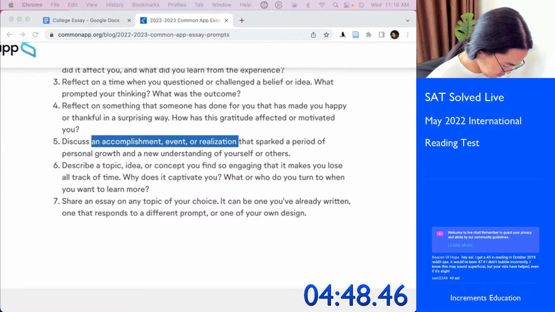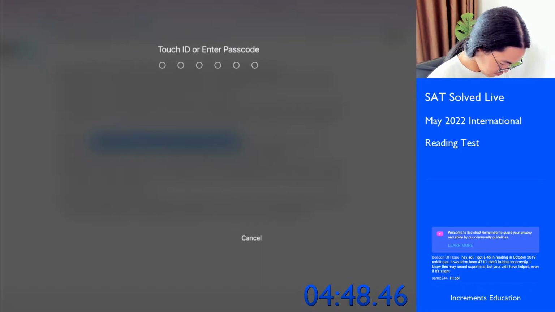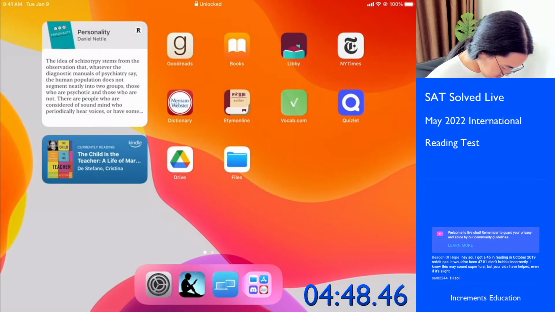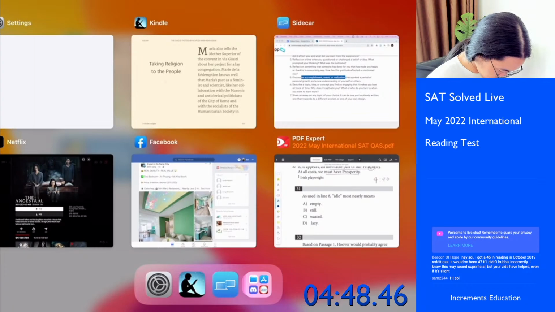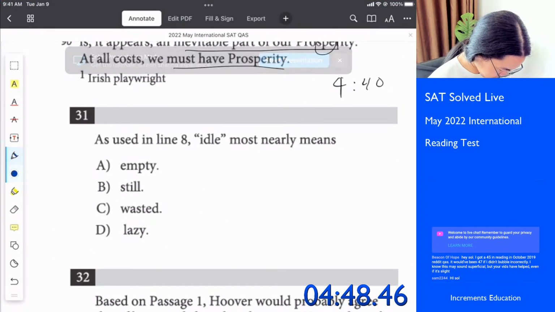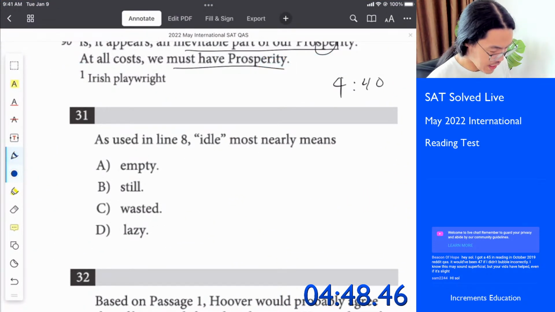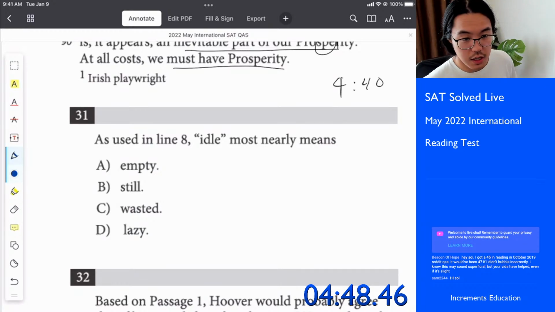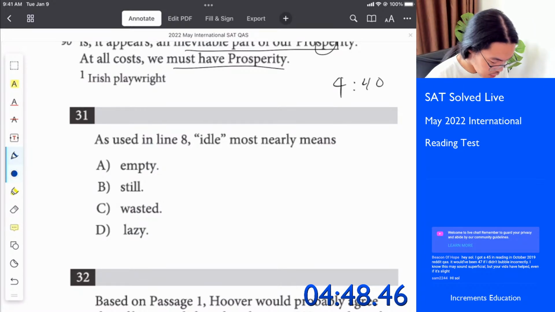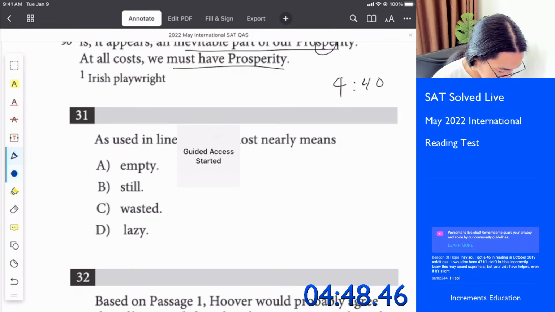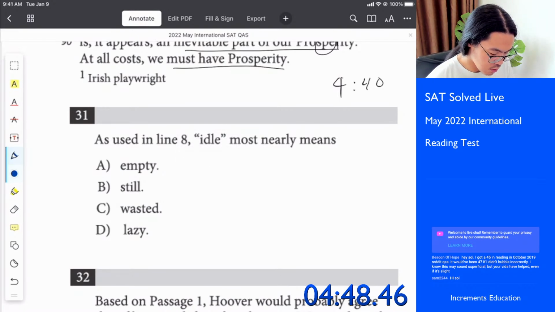What the heck? There we go. Why is it switching out? That's so annoying. Anyway, here we go. Oh, you know what I'll do? I'll just do guided access. There we go. 3, 2, 1.